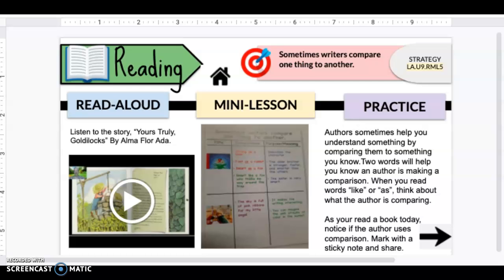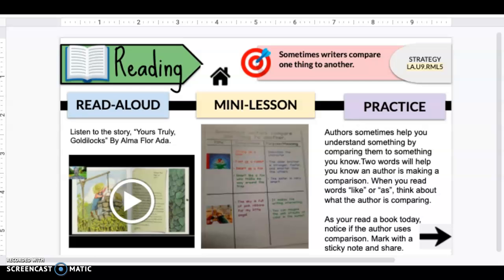So, as we think about some of the books that we've read, in The Legend of the Lady Slipper, there is a comparison that is made about the older brother and the character. It says that she is as strong as a bear. Now, is she a bear? No, but they're comparing her to a bear because they're trying to help us understand a little bit about the character. It says in this book as well, fast as a rabbit.